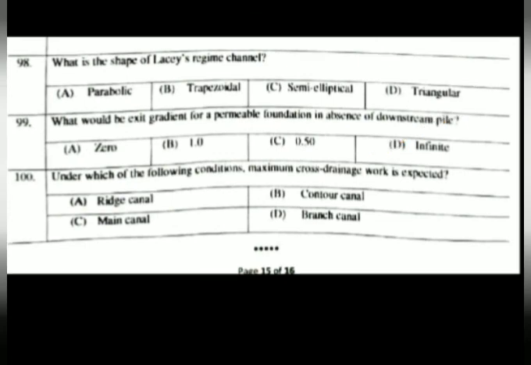And the next question is question number 100. Under which of the following conditions is maximum cross drainage work expected? And the right answer for this question is contour canal. So these were the technical questions. It was around 80 questions.